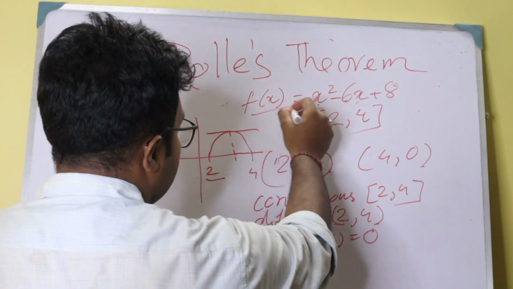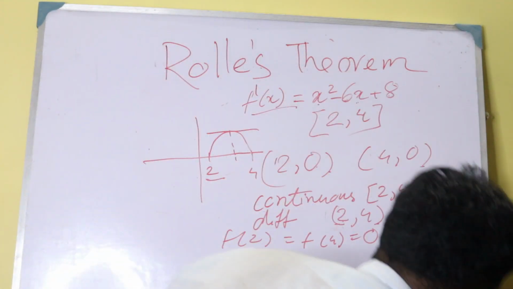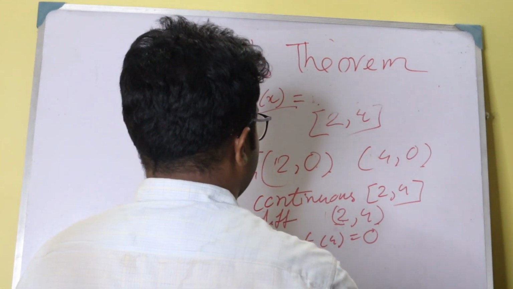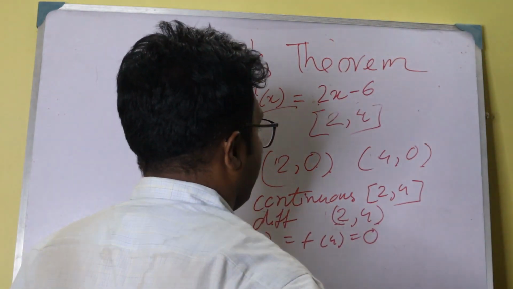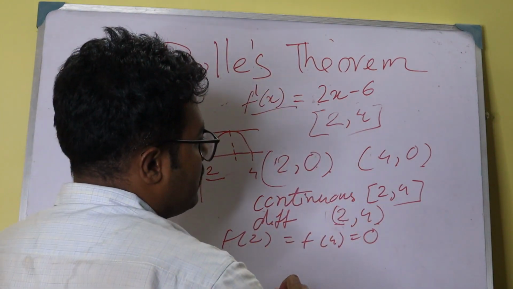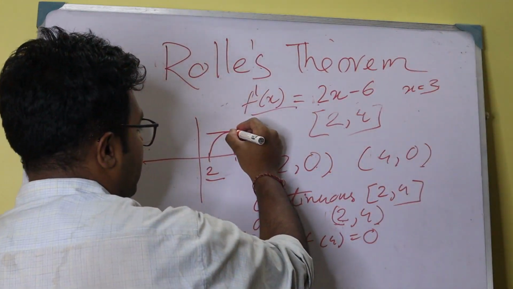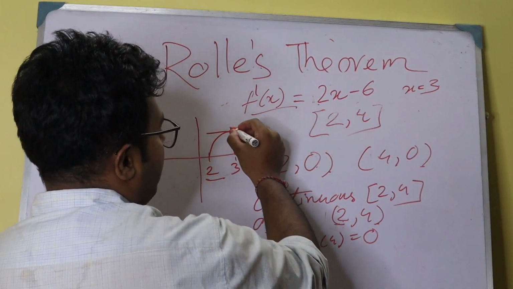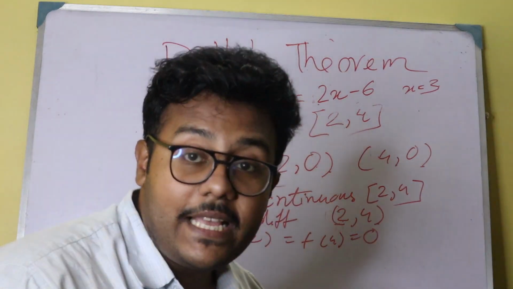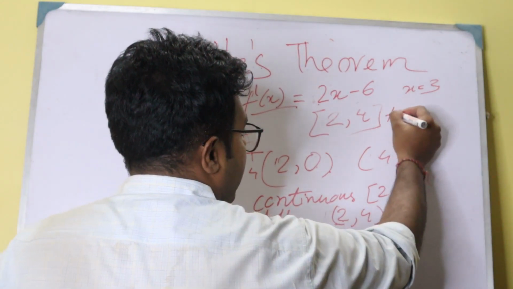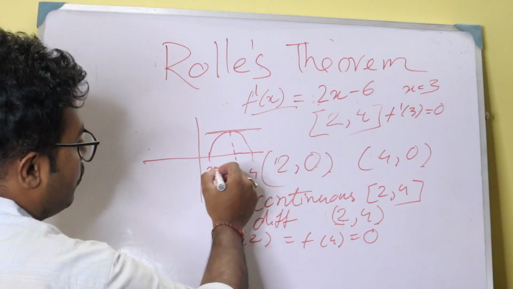Now if we differentiate this f of x, what will we get? f dash of x will be equal to 2x minus 6, and if we equate this f dash of x to 0, we will get x is equal to 3. At x is equal to 3, you will see that the tangent is parallel to the x-axis, which means f dash of 3 is equal to 0, and this 3 lies within 2 and 4.